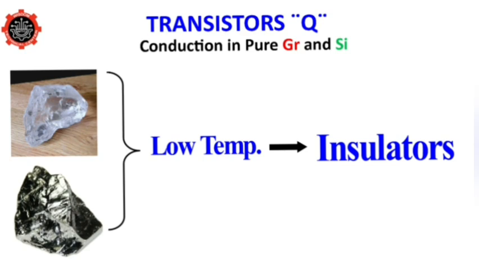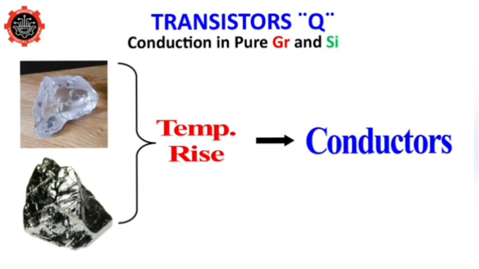The conductivity in pure germanium and silicon: the electrical activity is highly dependent on temperature. Germanium and silicon crystals function as insulators at low temperature. That is, at extremely low temperature, germanium and silicon will behave like insulators. So now, as the temperature rises, they start to acquire the characteristics of a conductor.